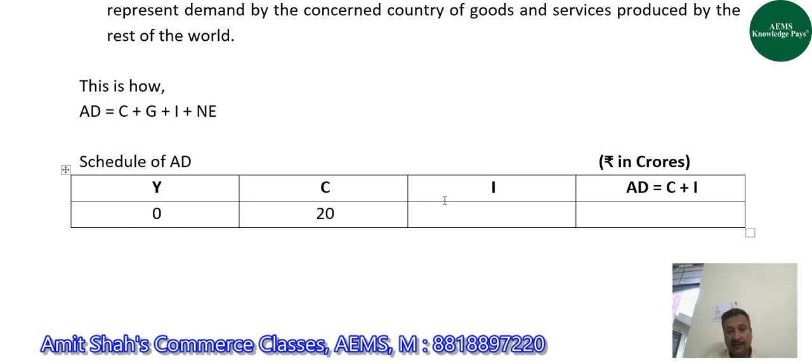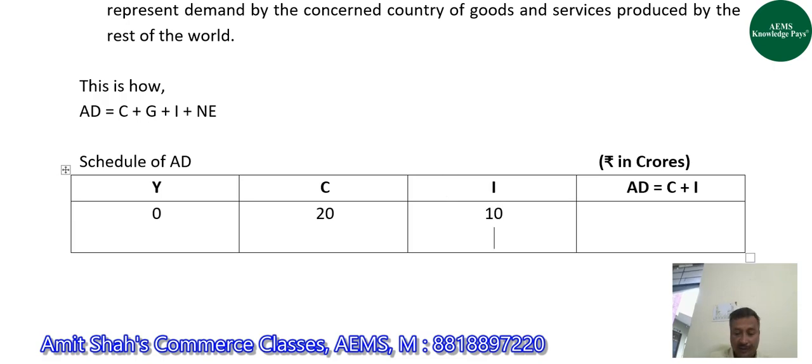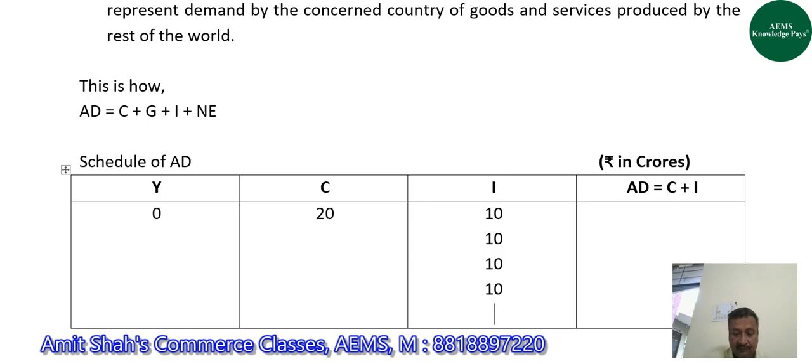So let's say in this economy, government's investment expenditure is rupees 10 crores. So it is 10 crores every year. It will not change. What I'm trying to tell you is that autonomous investment expenditure has nothing to do with income. Let's say in the next year, the income has become 10 crores.